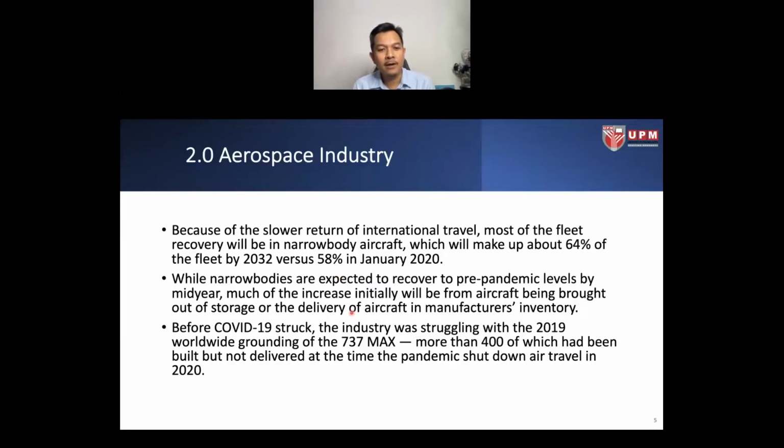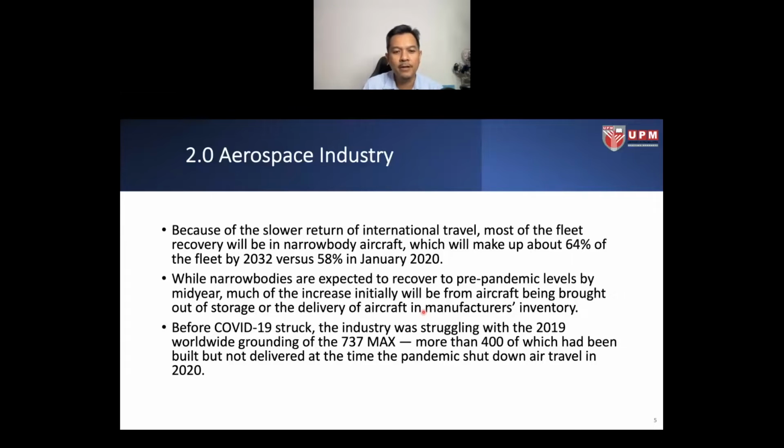Right? So while narrow bodies are expected to recover to pre-pandemic levels by mid-year, much of the increase initially will be from aircraft being brought out of storage or the delivery of aircraft manufacturers' inventory because of the huge backlog. Some airlines, when they cancel an order, sometimes delay their order. Instead of having it very soon, they want it later on. So it disrupted the whole ecosystem, and it's not just about Airbus or Boeing. It is the whole ecosystem of aerospace manufacturing.